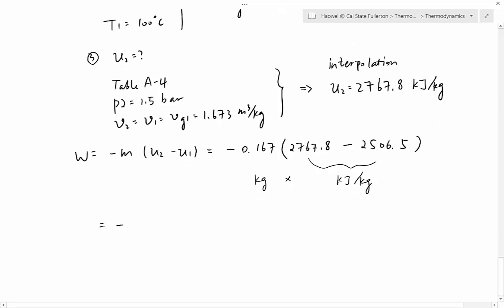Okay, so our solution is negative 43.6. What is the unit to my solution? The kilograms will cancel each other, so the unit that is left is kilojoule. Alright, so that is the solution to work, negative 43.6 kilojoules. Does it make sense to have a negative number as the solution to work? Remember what the negative work means. A negative work means your system consumes work, while a positive work means the system generates work.